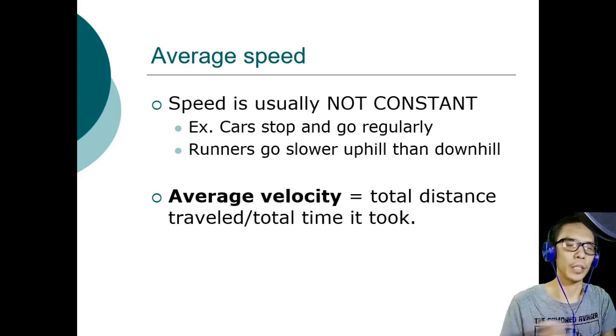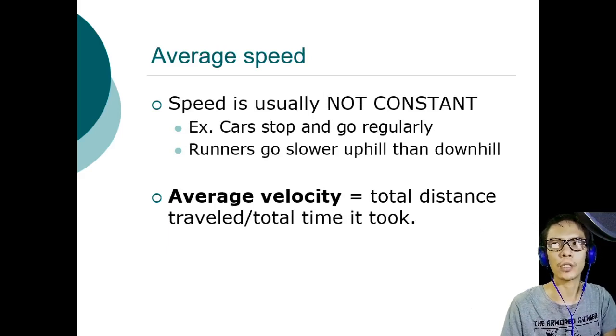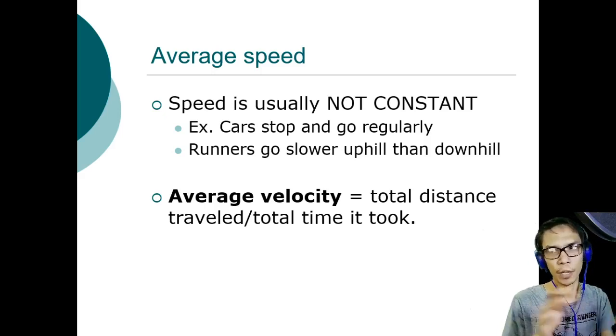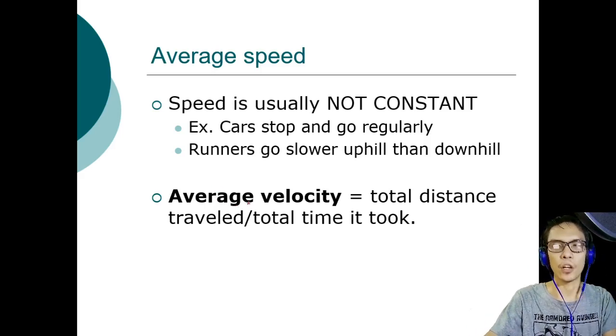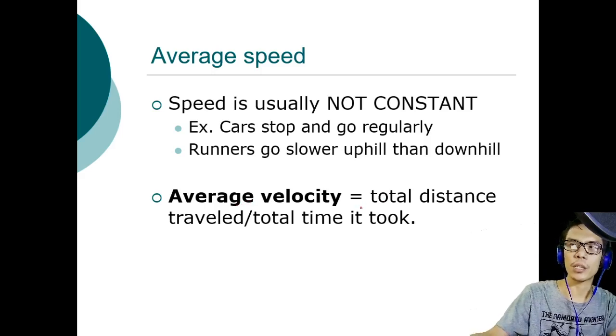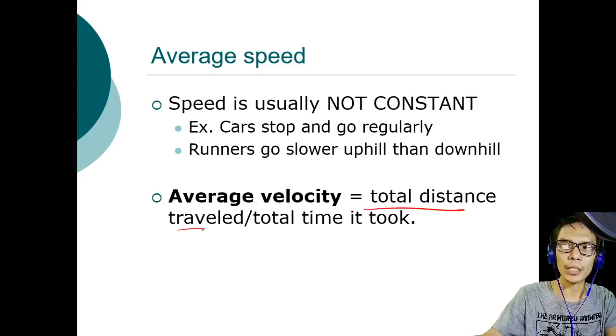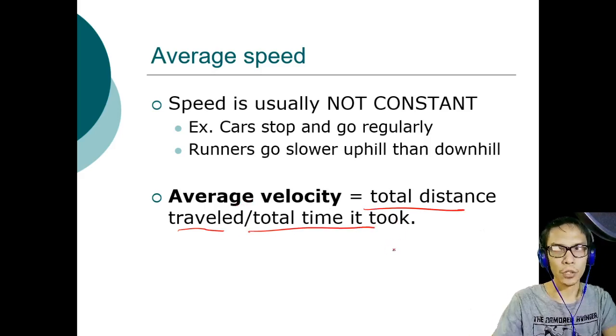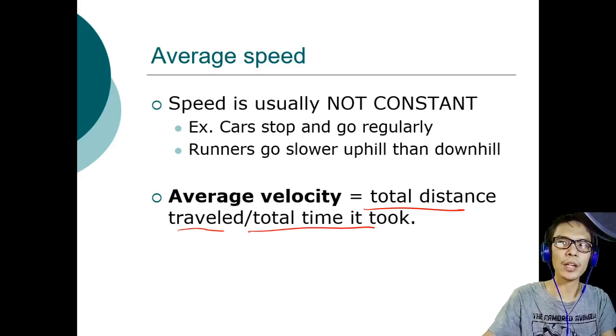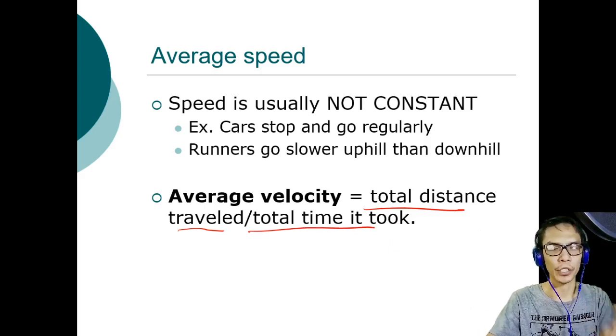Speed is not constant all the time. Cars stop and go regularly, and some runners go uphill and downhill. In this situation, speed can change at different points. That is why there is what they call average speed or average velocity. Now, what is average velocity? This is the total distance that an object traveled over a certain period of time. So that is average velocity.